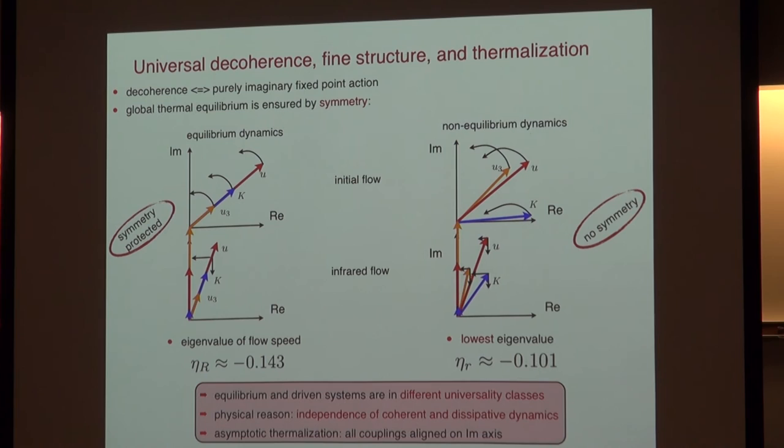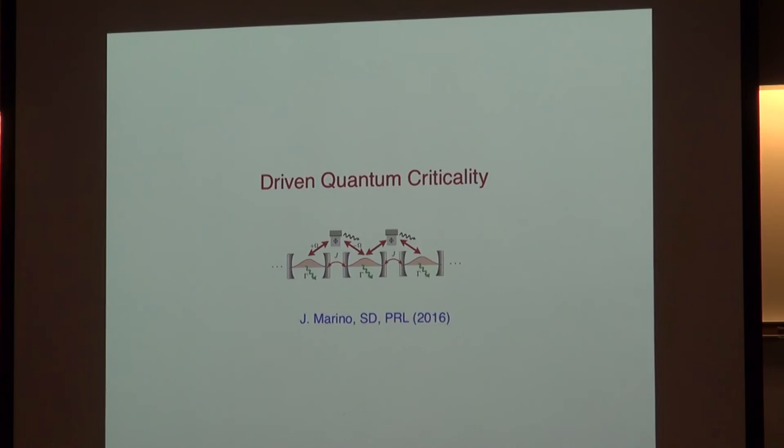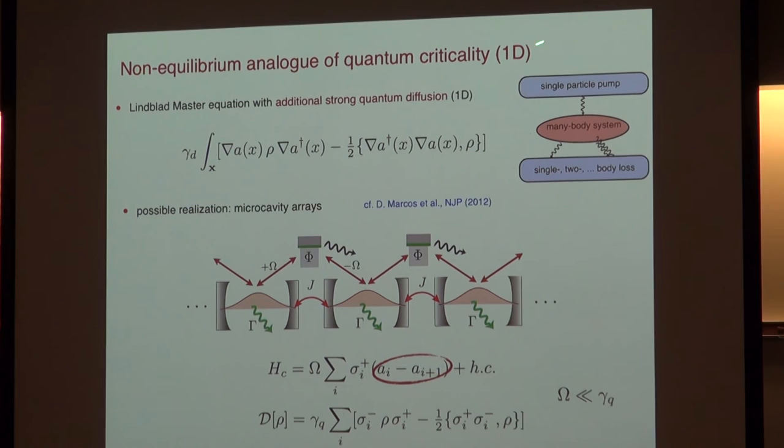Let me now move to an analogy of quantum critical behavior. Let's think of a situation where we copy what we had before and take it to a specific limit. We take the single particle pump, the many body elastic scattering problem, and one and two particle losses. But we now add a strong quantum diffusion term. Where could it come from? If you think of microcavity arrays, you can couple these microwave cavities with opposite Rabi frequency to, say, a superconducting qubit. You get such a term. If you operate the system in a regime where this superconducting qubit is rapidly decaying, then this gradient operator moves into the Lindblad equation in precisely this form.